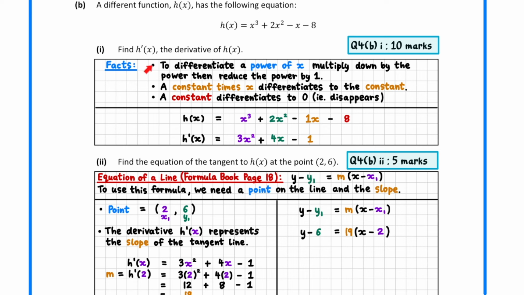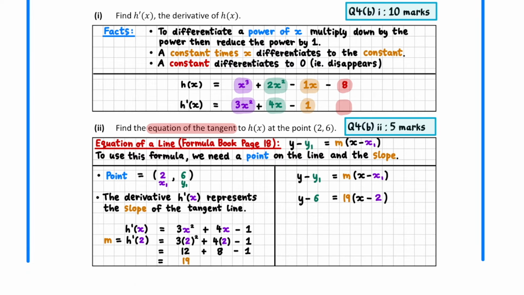To differentiate a power of x, we multiply down by the power, then reduce the power by 1. So x cubed differentiates to 3x squared, and 2x squared differentiates to 4x. A constant times x differentiates to the constant, so 1x differentiates to 1. A constant by itself differentiates to 0, so the 8 simply disappears.